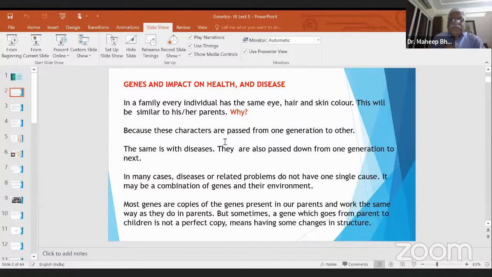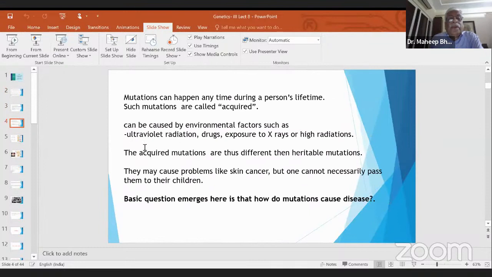Not only these characters, but some diseases are also passed from one generation to the next. In many cases, these diseases are related to a single gene, but it is also possible that a large number of genes, or a combination of genes, are involved, and then they are influenced by the environment. If a mutation or change takes place in a gene during a person's lifetime, it is called an acquired mutation. It is acquired when there is an influence of environmental factors like ultraviolet radiation, any drug you take, long-term exposure to X-rays, or other high radiation.